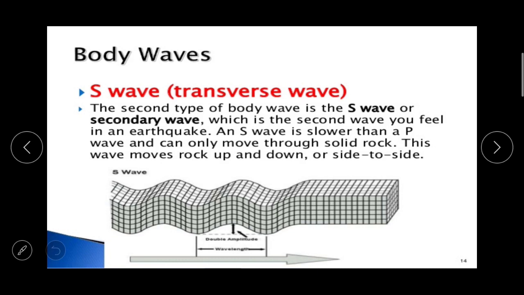The waves which reach the earth's surface after the primary waves are called secondary waves. That is in the name only. Primary waves reach first, and secondary waves reach next to the primary waves. The waves which reach the earth's surface after the primary waves are called secondary waves. These waves also scatter in all directions from the focus of the earthquake, and their velocity is lesser than the P waves.